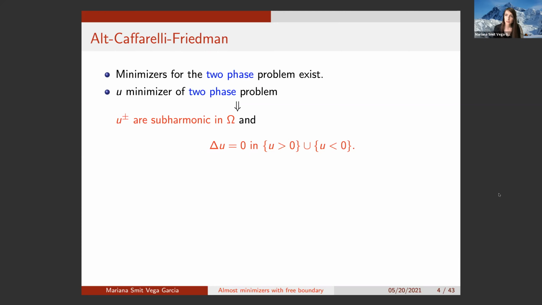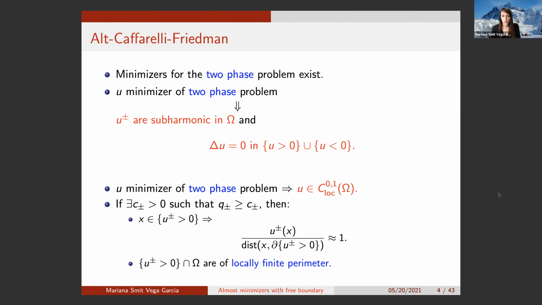So this is, again, something that turns out to be quite important when you're trying to prove the regularity of the minimizers. As in the case of the one-phase problem, you can prove that a minimizer has to be locally Lipschitz. And once more, now assuming that both Q plus and Q minus are bounded away from 0, if you pick a point either on the positivity set or negativity set, then as you approach the free boundary, you grow like the distance to the free boundary. And both the positivity set and the negativity set are sets of locally finite perimeter, which is what we expected from the one-phase problem as well.